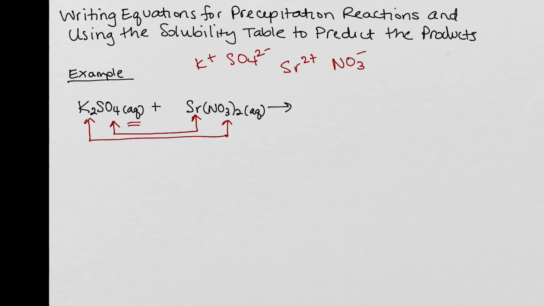However, I have two potential products. One of them would be strontium and sulfate. So strontium, we said, was 2 plus, and sulfate is 2 minus. So a potential product there would be SrSO4. And I'm writing that chemical formula based on the charges. I'm not going to worry about balancing the chemical equation at this point. I'm just going to worry about having a correct chemical formula based on the charges of the ions. So strontium sulfate would be SrSO4.